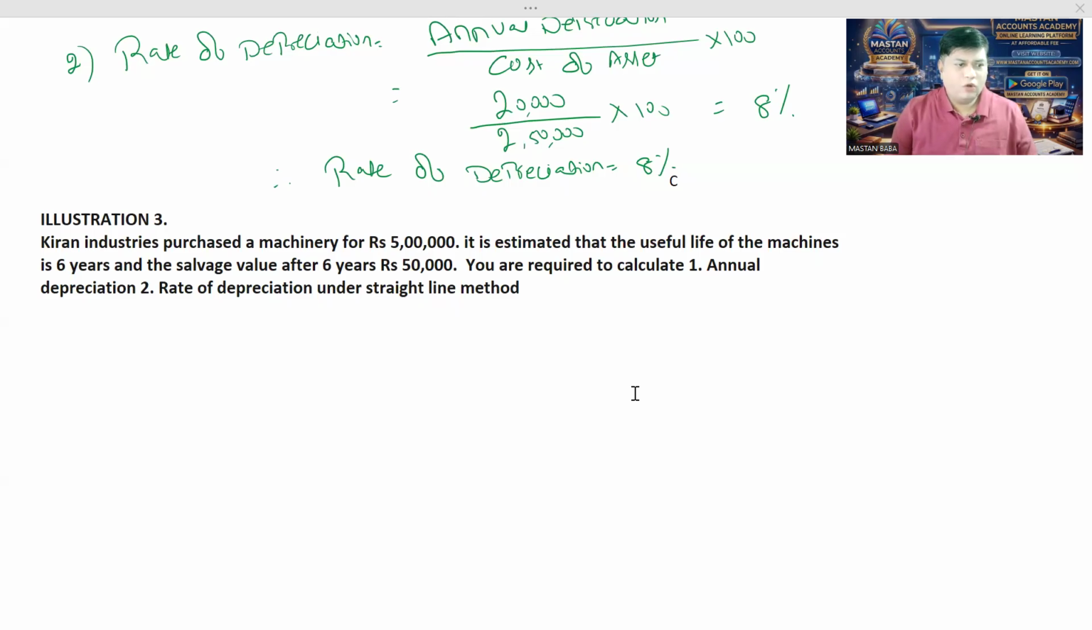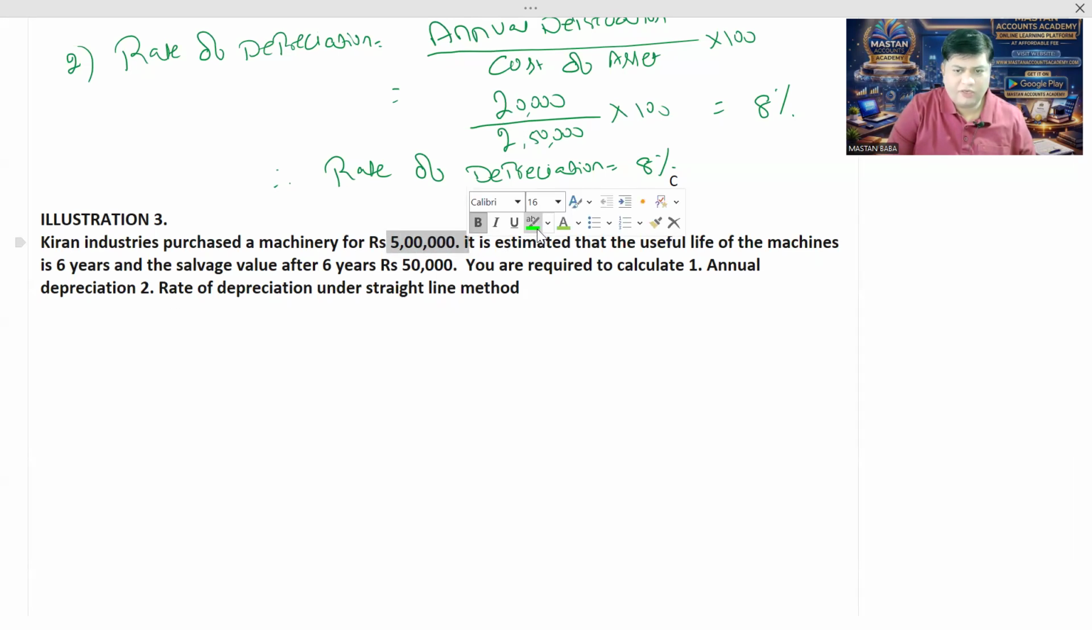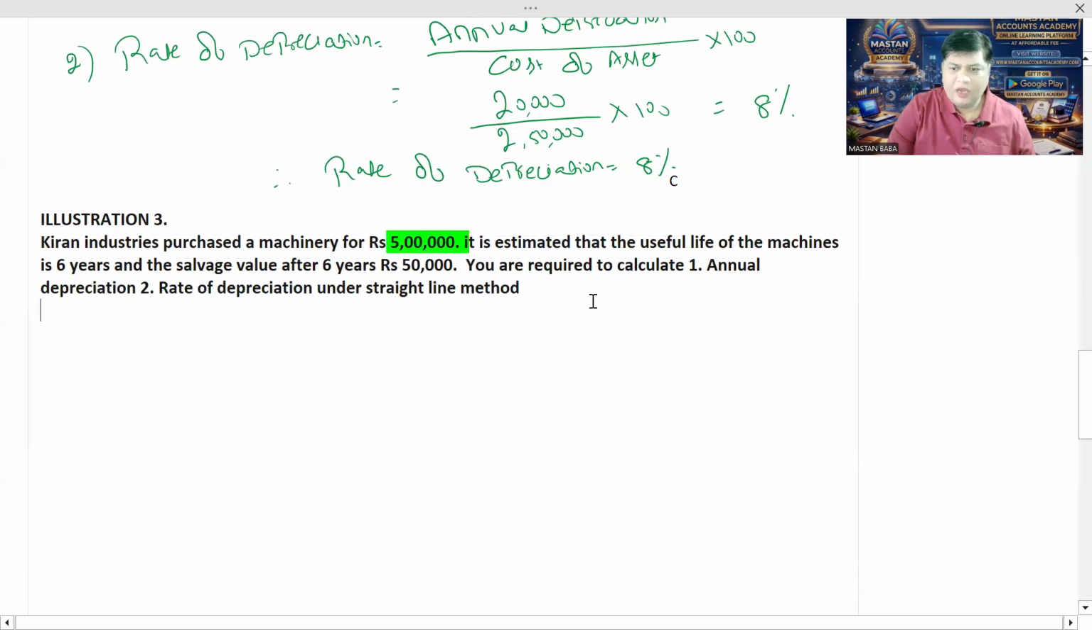Dear students, go through the third illustration. Here it says that Kiran Industries purchased a machinery for rupees 5 lakh. So the value of the machinery is 5 lakh. It's estimated that the useful life of the machine is 6 years, and the salvage value or residual value after 6 years is 50,000.